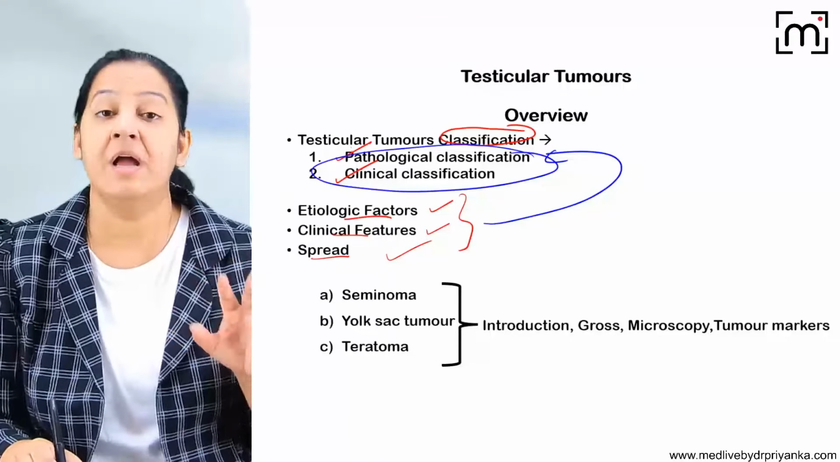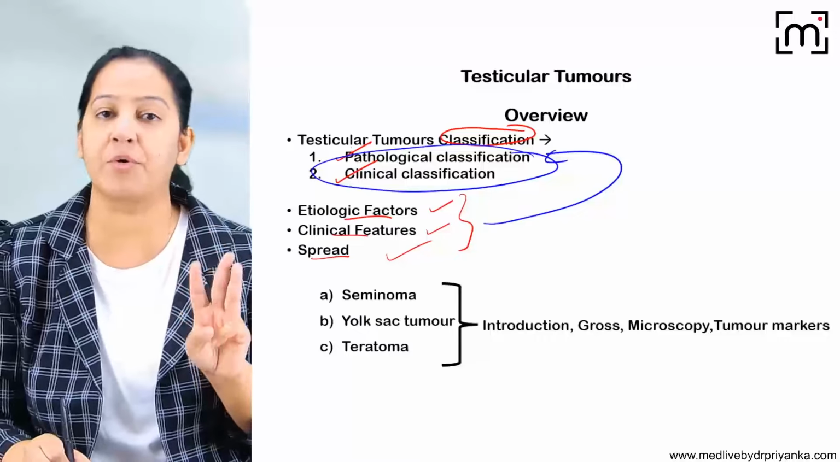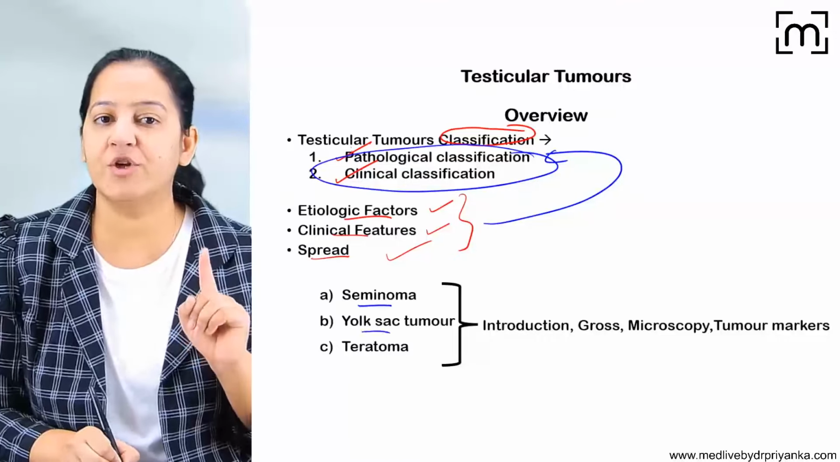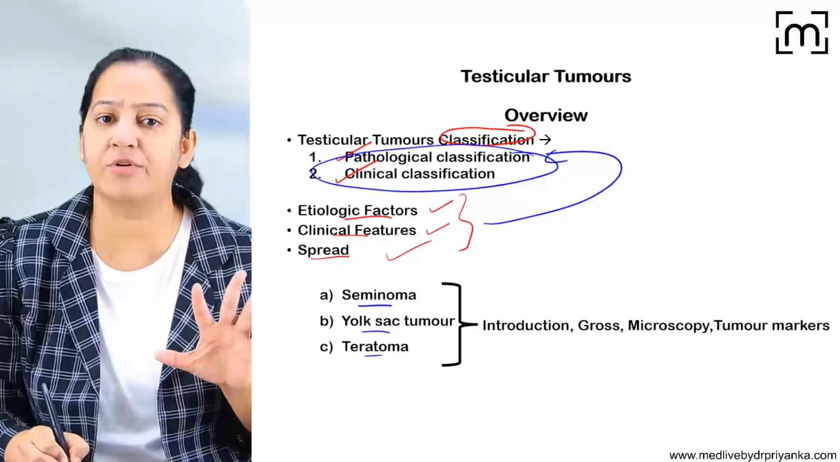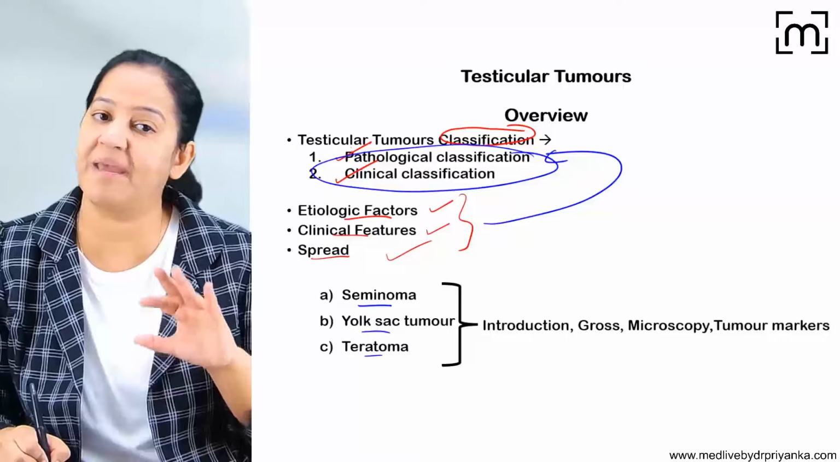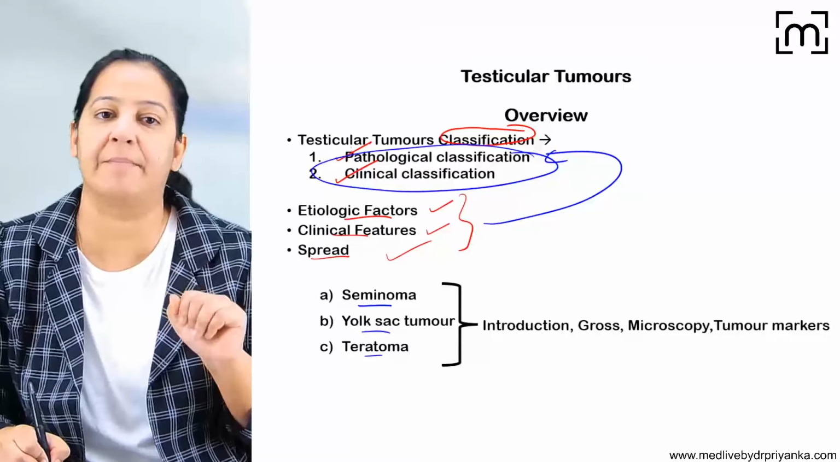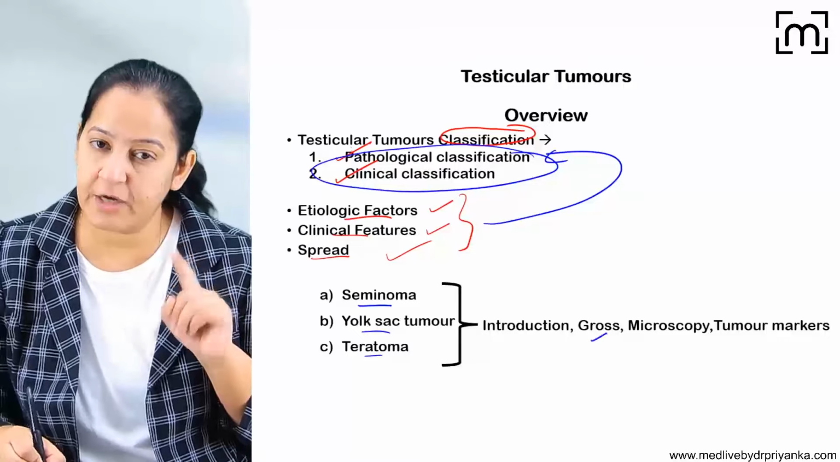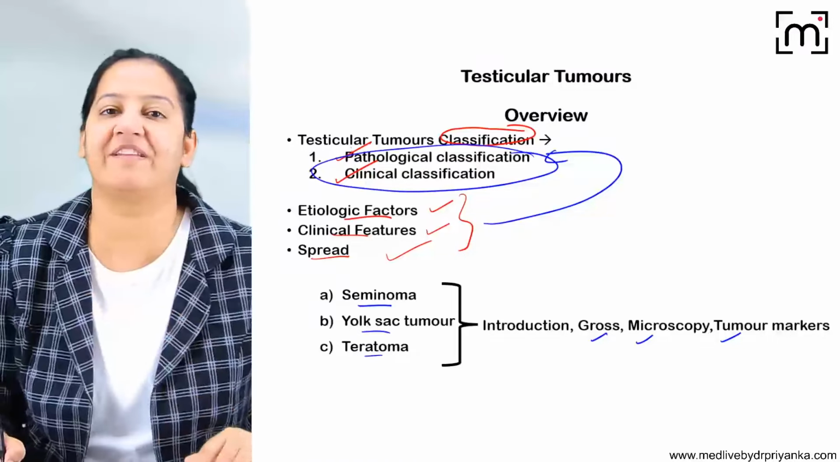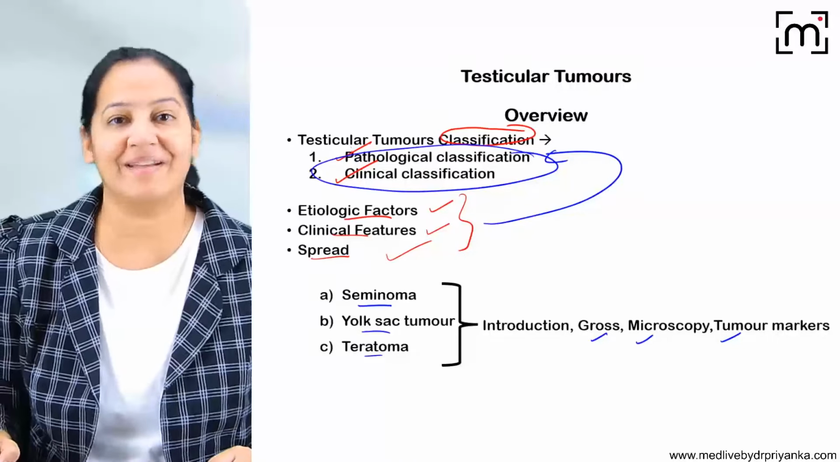the classification. Among the classification, three are ultra important. So we will see three in detail. Which three? Seminoma, Yolk Sac Tumor and Teratoma. These three are very important. So usually in your university exam, a separate short question may come on any one of these three. So you have to understand the gross and microscopy and tumor markers of all these three. So we will make a comparative table between the three. So let's start it, the topic testicular tumor.